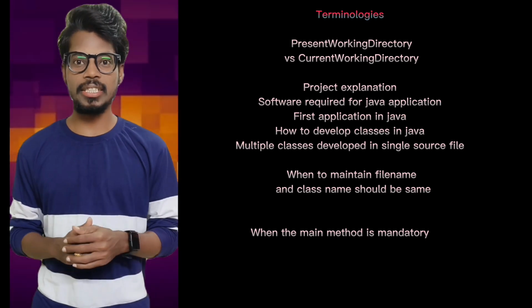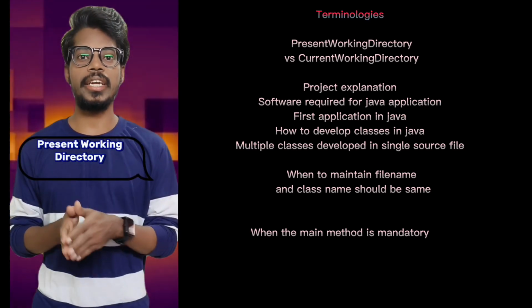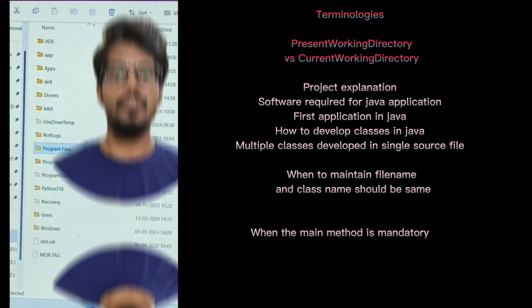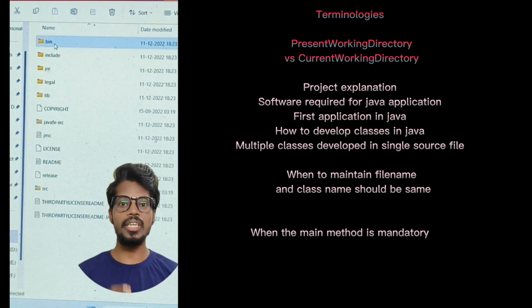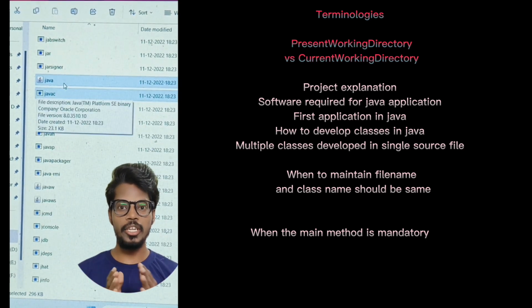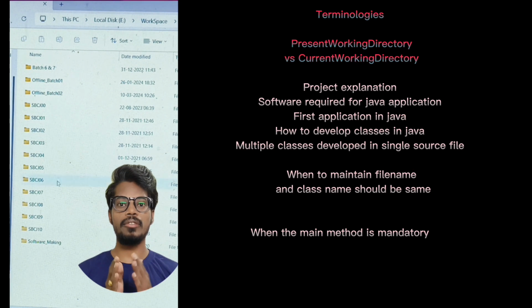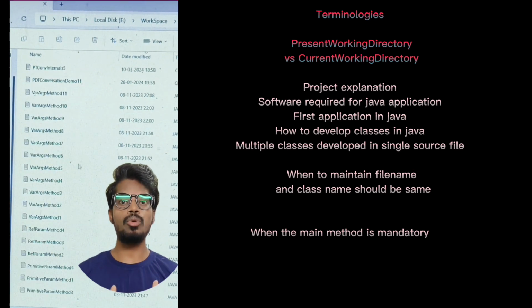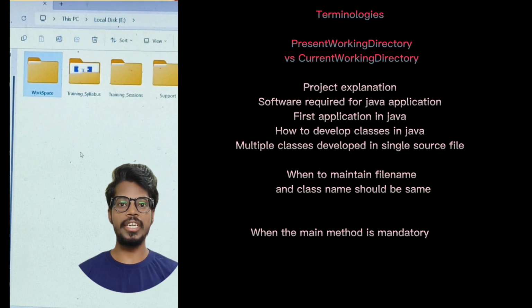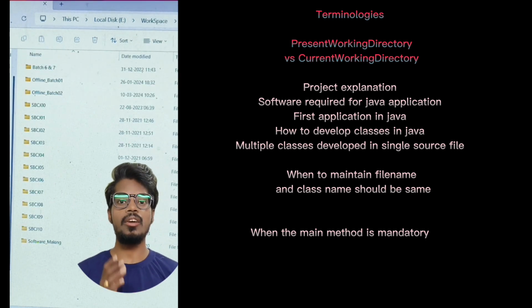In this video we will discuss what is present working directory and what is current working directory, guys. Whenever we install Java software, the compiler and JVM software are available in your machine. If you want to develop your Java application, we have to create one folder in your machine, and the folder you created, you can make it a workspace, guys.